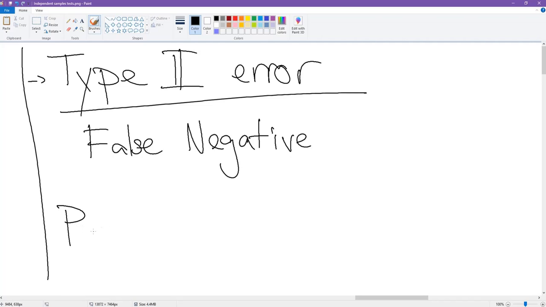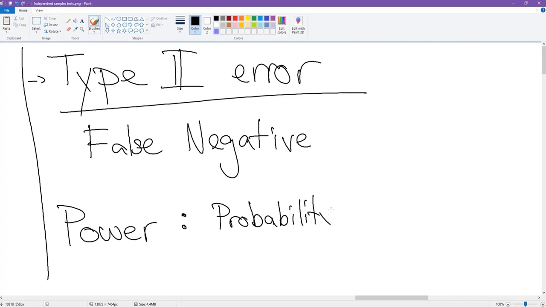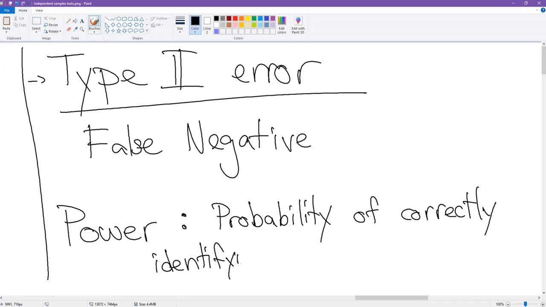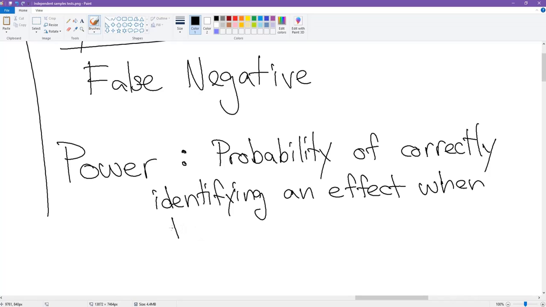So people call the opposite of type 2 error power, or the probability of correctly identifying an effect when there actually is one, as opposed to incorrectly identifying an effect when there actually isn't one. That's a type 1 error.